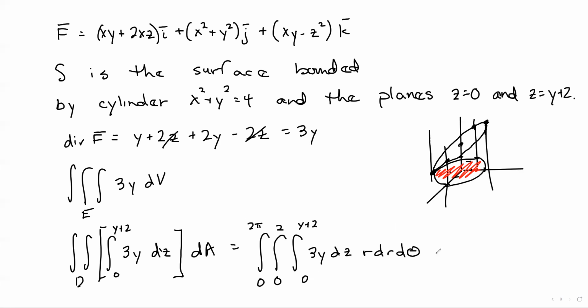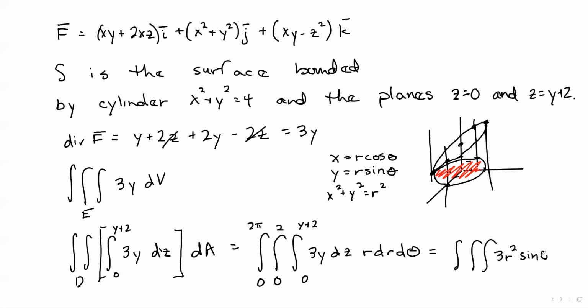So we need to translate that y. And the way that you can do that, since we're using polar coordinates, is you can use your translation formulas from rectangular to polar coordinates. x is r cosine theta, y is r sine theta, and then x squared plus y squared equals r squared. And so we can replace y here with r sine theta. And so we're going to have 3r squared sine theta dz dr d theta. And now y plus 2, we're going to replace that with r sine theta plus 2.